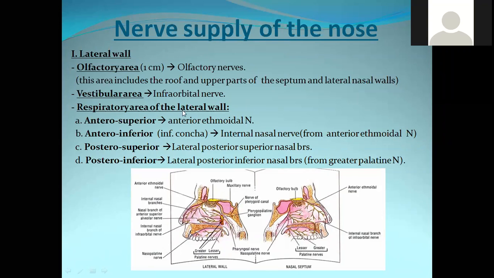And the respiratory area of the lateral wall of the nose, this is not olfactory, this is respiratory, meant for respiration. The anterior superior part is supplied by the anterior ethmoidal nerve. Anterior inferior part is supplied by the internal nasal nerve. Posterior superior part is supplied by the lateral posterior superior nasal branch, and posterior inferior part is supplied by lateral posterior inferior nasal branches from the greater palatine nerve. So this is all about your nerve supply of the nose. Don't forget the special sensory nerve, that is the olfactory nerve.